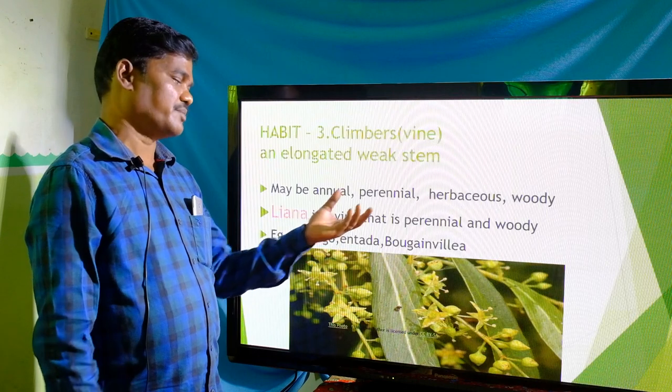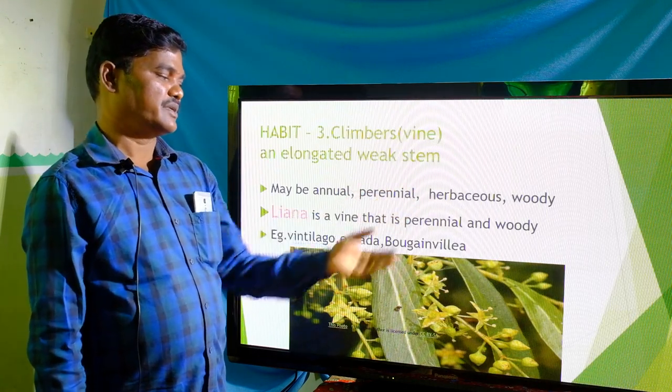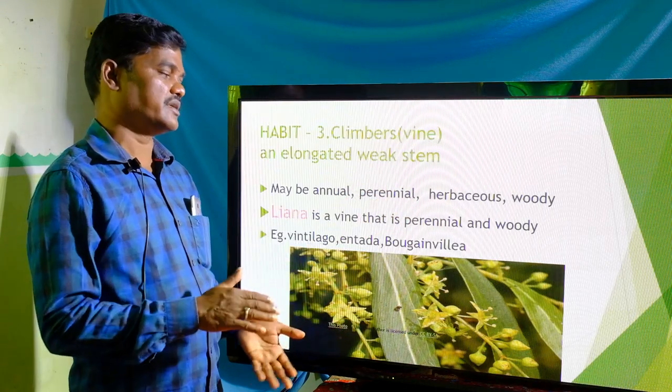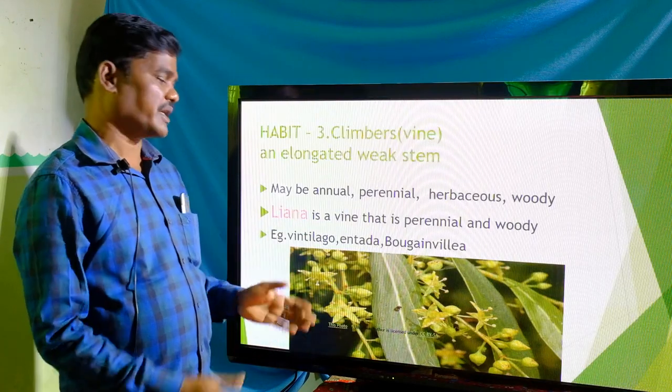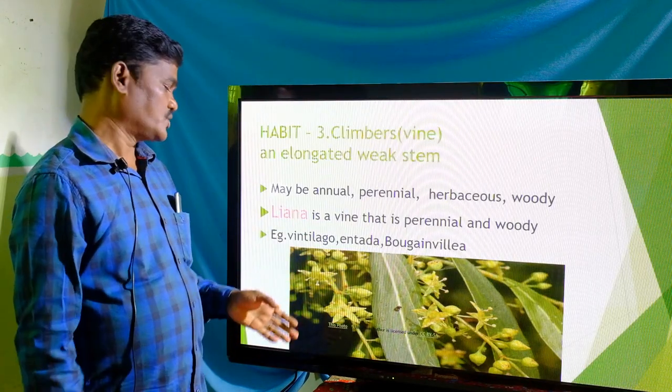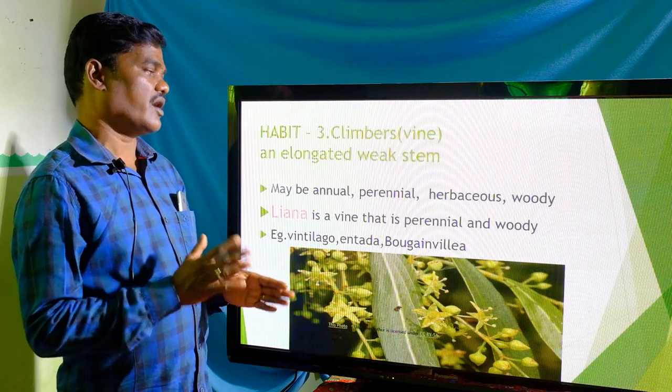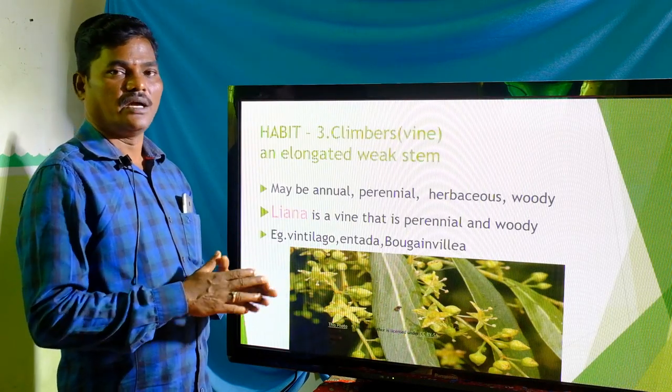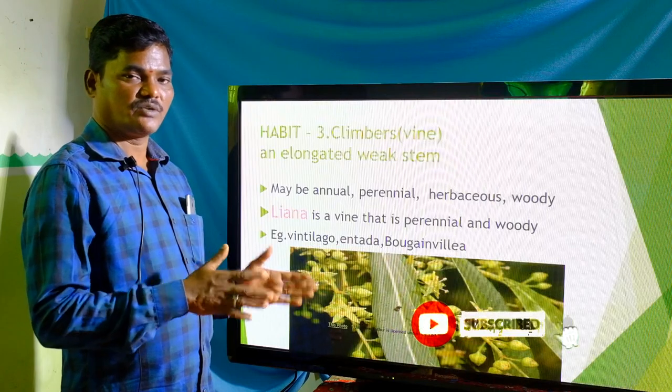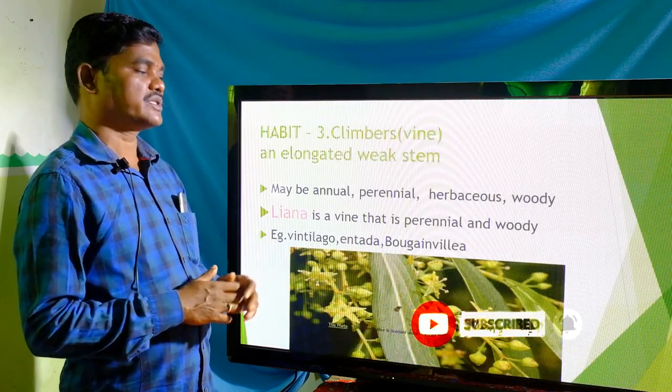Perennial climbers survive with the help of a rhizome. Herbaceous means a small plant. And woody means sometimes strong wood is there, but without support, climbers are not able to stand alone.